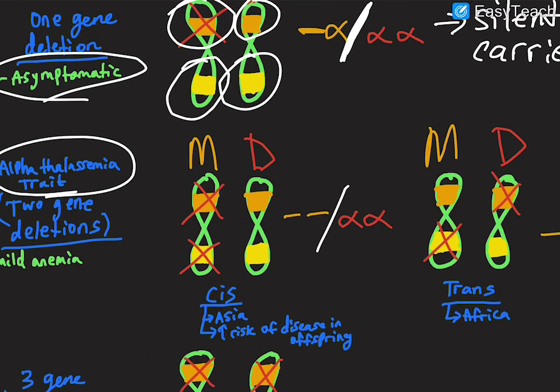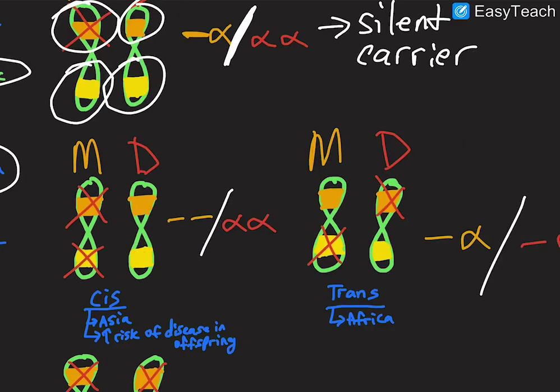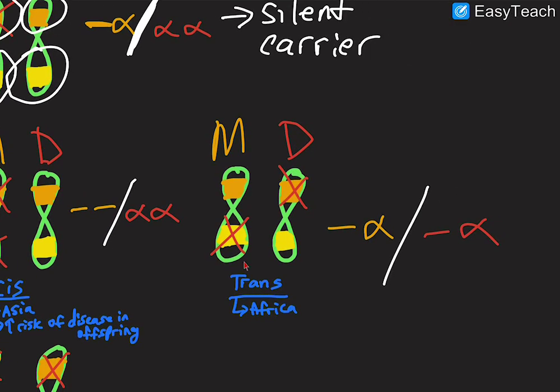Now, you can see here one type of alpha thalassemia trait, where we see both alpha genes deleted on one chromosome. So that would be cis. It's on the same chromosome. That's what cis means. And it's more commonly seen in Asia. So that's important to remember. Cis deletions, where both alpha genes are deleted off the same chromosome, are more commonly seen in Asia and have a higher risk of disease in offspring. And we'll see why in a minute. Okay. Then the other type of alpha thalassemia trait is trans, where one alpha gene is deleted from one chromosome and another alpha gene is deleted from the other chromosome.